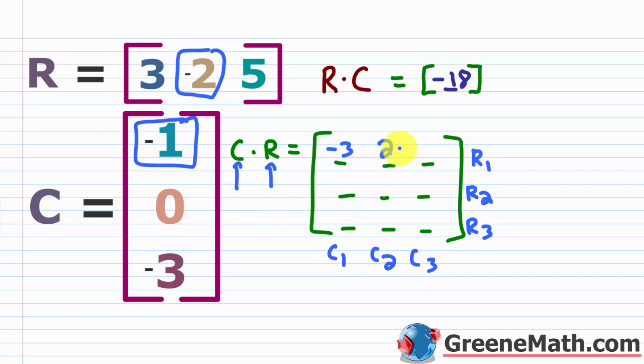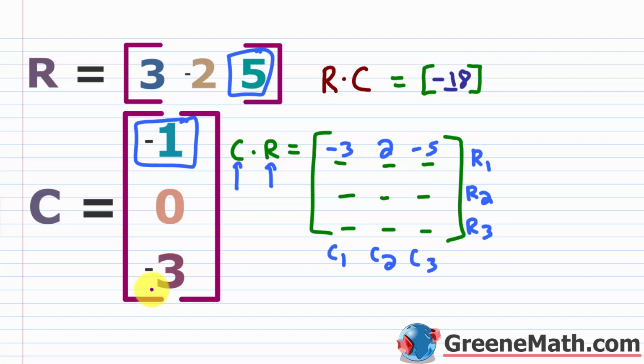And then again, I'm staying in row 1 here, I'm just moving down to column 3. So I would have -1 times 5, which is -5. Okay, and if this is not gelling right now, it's okay. As we work through more examples, you'll start to pick this up.